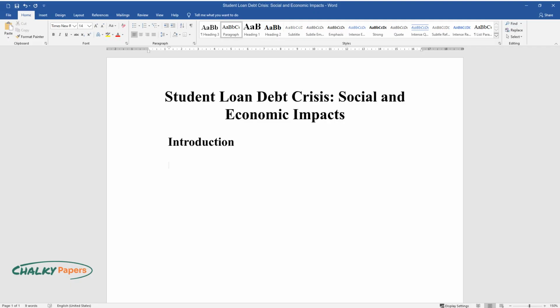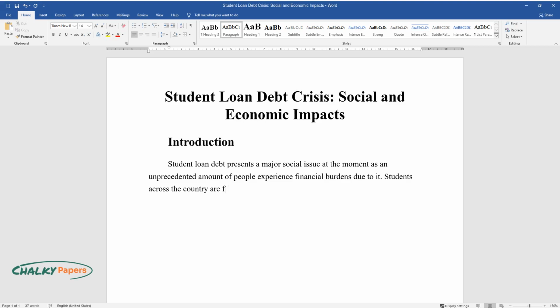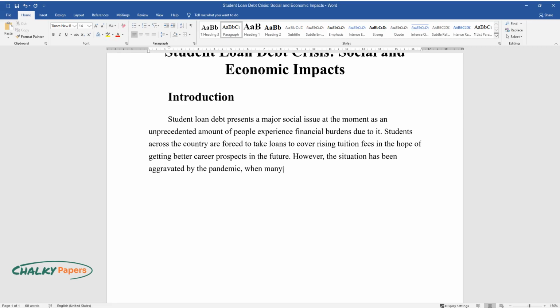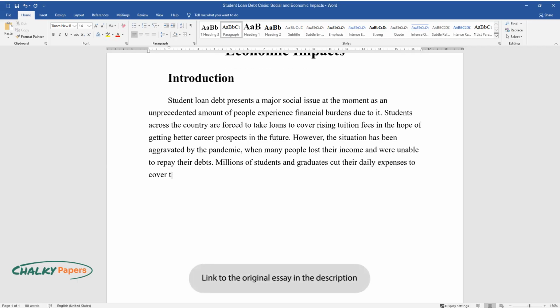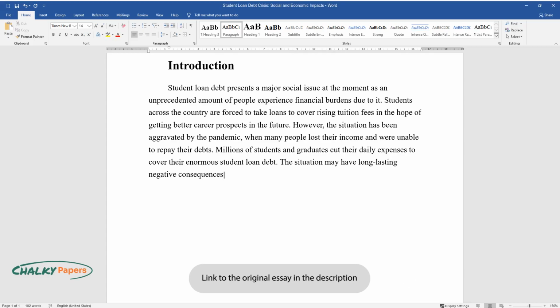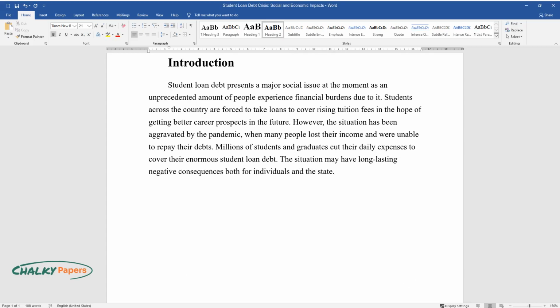Introduction. Student loan debt presents a major social issue at the moment as an unprecedented number of people experience financial burdens due to it. Students across the country are forced to take loans to cover rising tuition fees in the hope of getting better career prospects in the future. However, the situation has been aggravated by the pandemic, when many people lost their income and were unable to repay their debts. Millions of students and graduates cut their daily expenses to cover their enormous student loan debt. The situation may have long-lasting negative consequences both for individuals and the state.